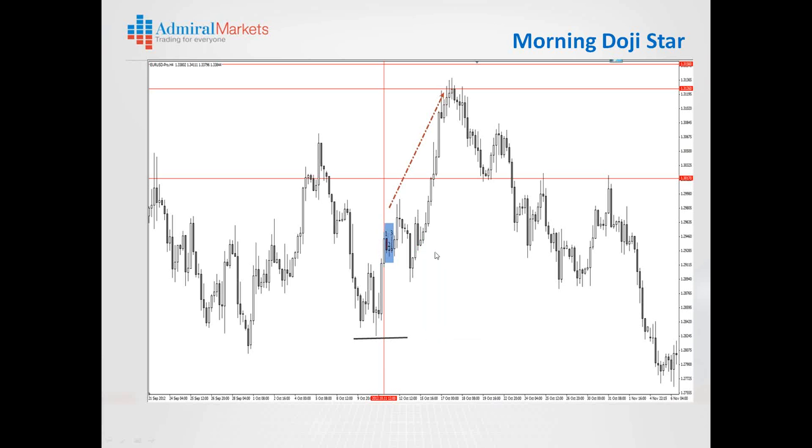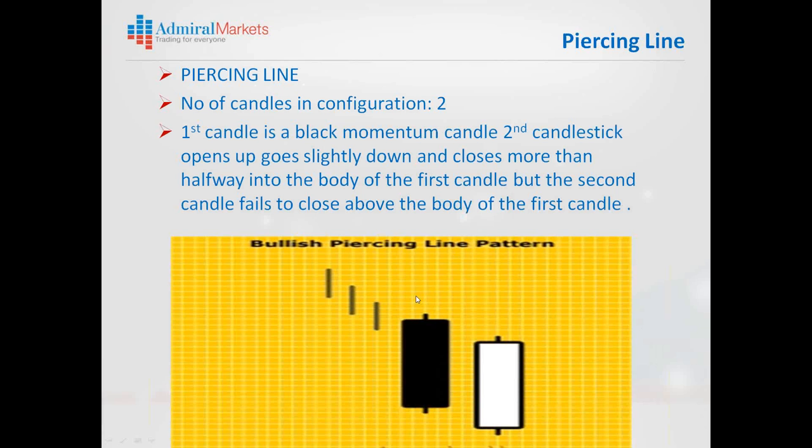So the next candlestick formation is a piercing line. And this also, guys, is a very common pattern in the Forex market. We have two candles in configuration. The first candle is a black momentum candle, a Marubozu or momentum candle. The second candlestick opens up, goes slightly down, and closes more than halfway into the body of the first candle. But the important thing is, the second candle fails to close above the body of the first candle. So it's not engulfing. If it had closed above this black candle, it would have been called a bullish engulfing pattern. But it's the same except for this second candle.